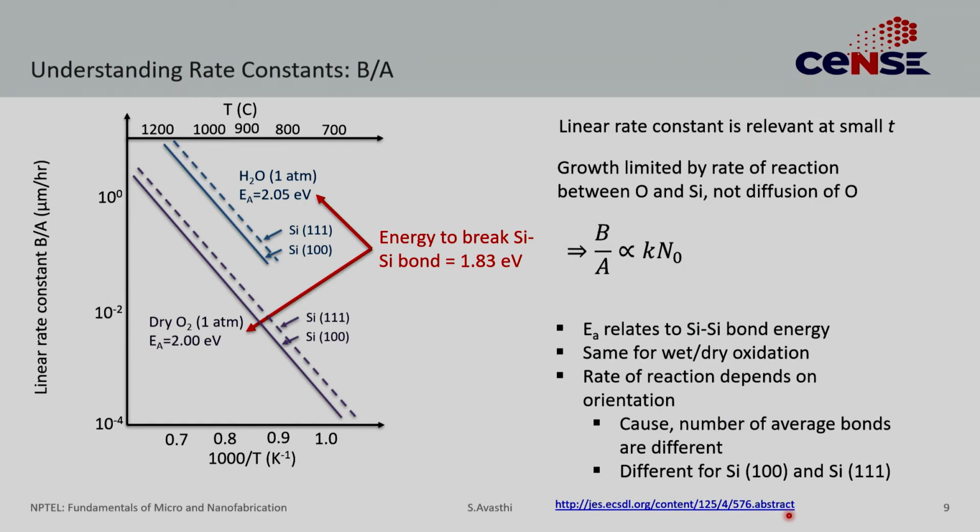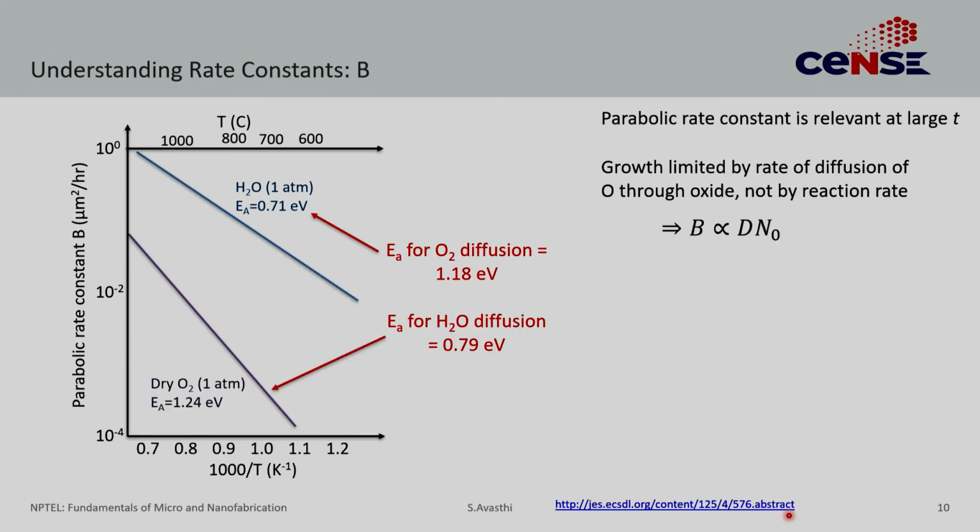Now, can we do a similar sort of analysis for the parabolic rate constant? We can. Here is the data for the parabolic rate constant. Once again, we are plotting it on an Arrhenius plot, so the temperature is on a decreasing scale and you are plotting against 1 over T, or inverse temperature. Once again, we are doing it for two different oxidation species. One is wet oxidation, which is water. One is dry oxidation, which is oxygen. And here, unlike the previous case, we do measure a different activation energy. However, we do not measure a change with orientation. So, I have only plotted one curve because there is no difference between 111 and 100, unlike the previous case. Now, can we explain all of that data?